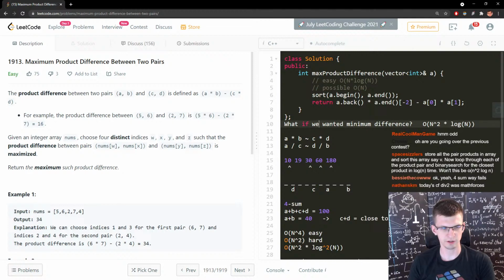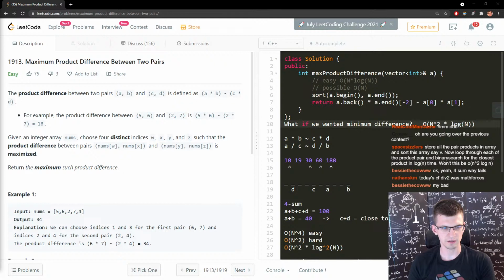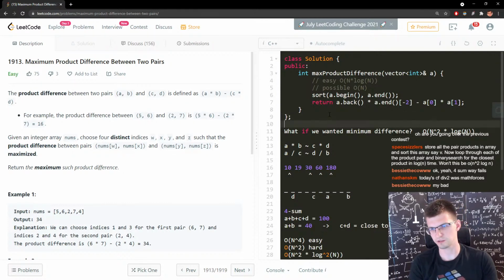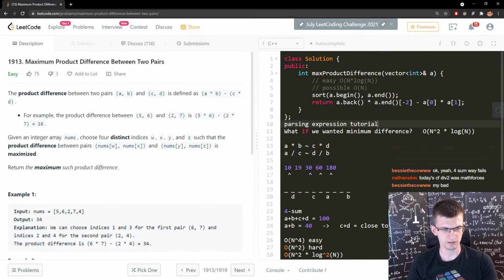Problems related to evaluating expressions, I for sure solved at least one of them in the past during my streams. It's some recursion. So Jarvis, you should Google something like parsing expression tutorial, something like this, and you will find it.